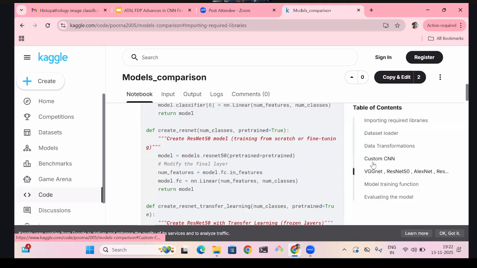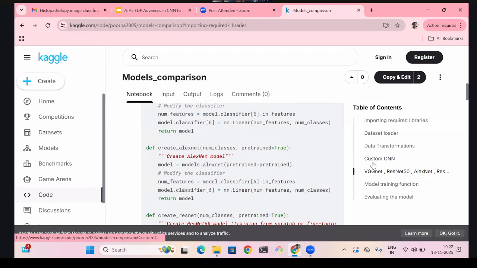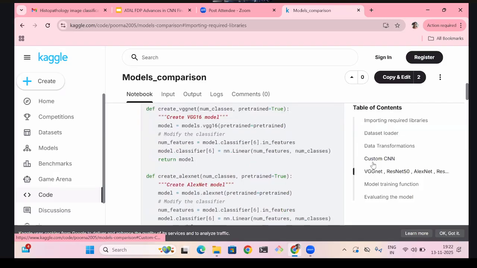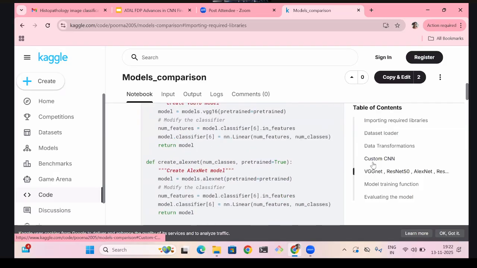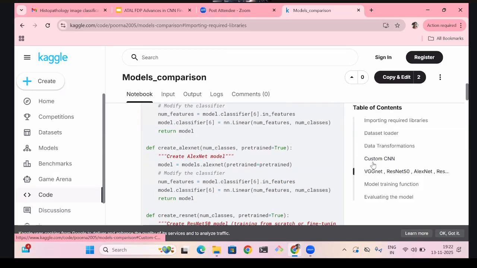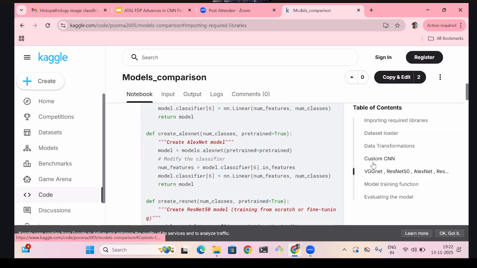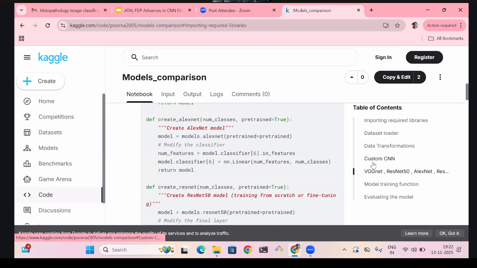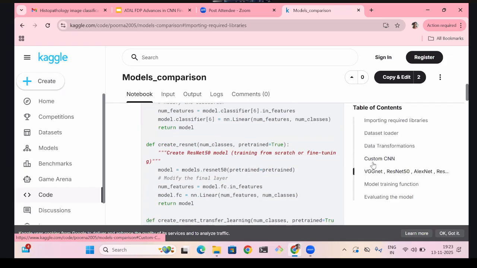Okay, so for VGGNet and AlexNet, both these pre-trained models, we used the same models and just fine-tuned only the last layer for our data set. We froze the previous layers. We didn't do any complete training.